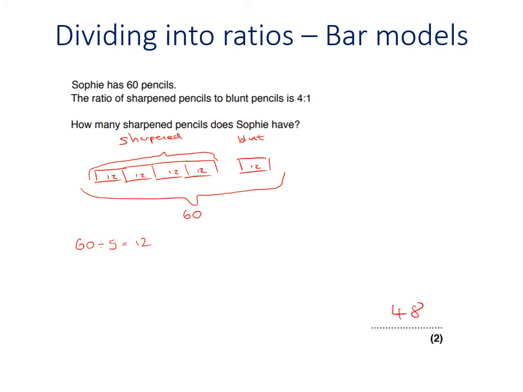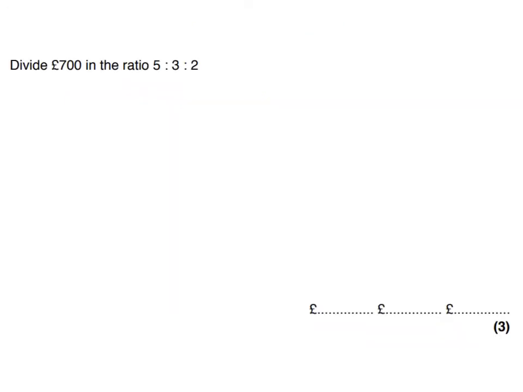Now it might have said split the 60 pencils in the ratio of 4 to 1, in which case our answer would have been 48 to 12 from sharpened to blunt. Remember here it only asks us about the sharpened pencils for the final part of the problem, so just 48 is our final answer to this.